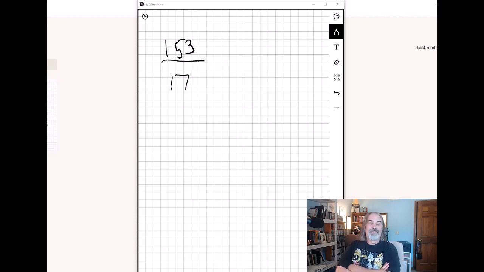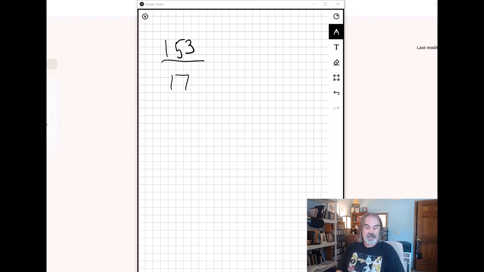The numbers that I have on the screen are not polynomials. Well, technically they are. They're just a polynomial with one term that happens to be a constant. If you had to divide 153 by 17 and your calculator was out of batteries, there'd be a couple of ways you could do it. One way would be to break out long division.